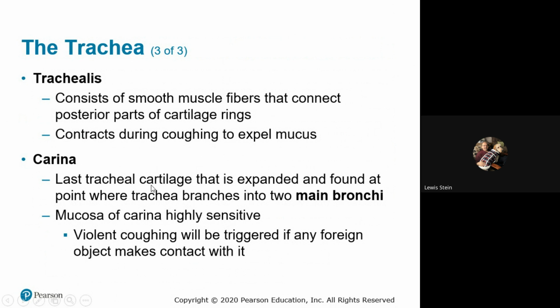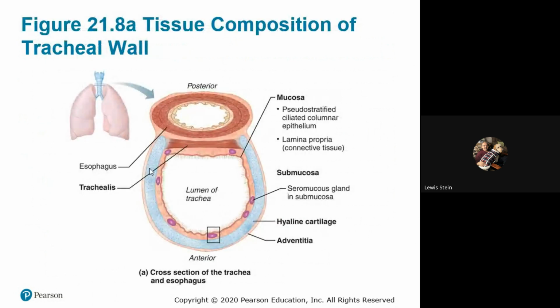And the very last one of those rings of the trachea is unique. It's called the carina. It's very sensitive when particles get there, so it triggers a lot of coughing. And it's very unique in its structure because it's somewhat triangular, and you can see the divide for the right and left primary, or main, bronchi.